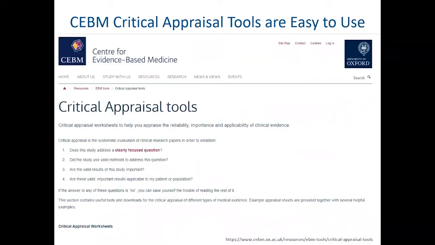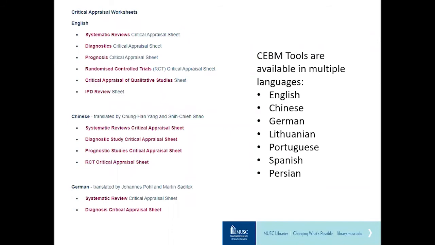One of the most common resources for free comprehensive critical appraisal tools is the Center for Evidence-Based Medicine at Oxford University in the UK. They don't require you to be a critical appraisal expert and are actually really easy to use. So while in the interest of time we're not going to show an example of a systematic review critical appraisal, you can see that there are systematic review critical appraisal sheets available. The great thing about the Center for Evidence-Based Medicine tools is that they're available in multiple languages as well, which is really fantastic.